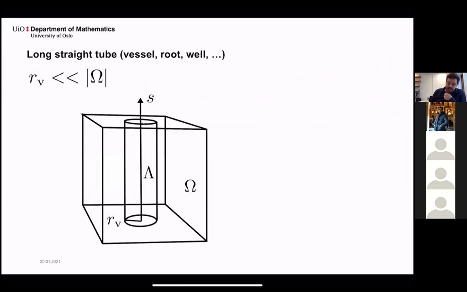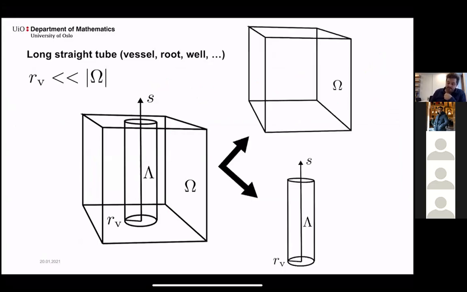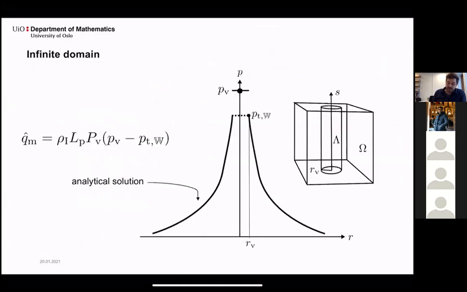So for this, we look at a simplified problem. So we're going to have a long straight vessel in an infinite domain. The vessel has a small radius and thus small volume, so we can do this decomposition. They're coupled with the source term. And then for this problem and for the equation I showed before, there's actually then an analytical solution. So it's this logarithmic type of pressure distribution.